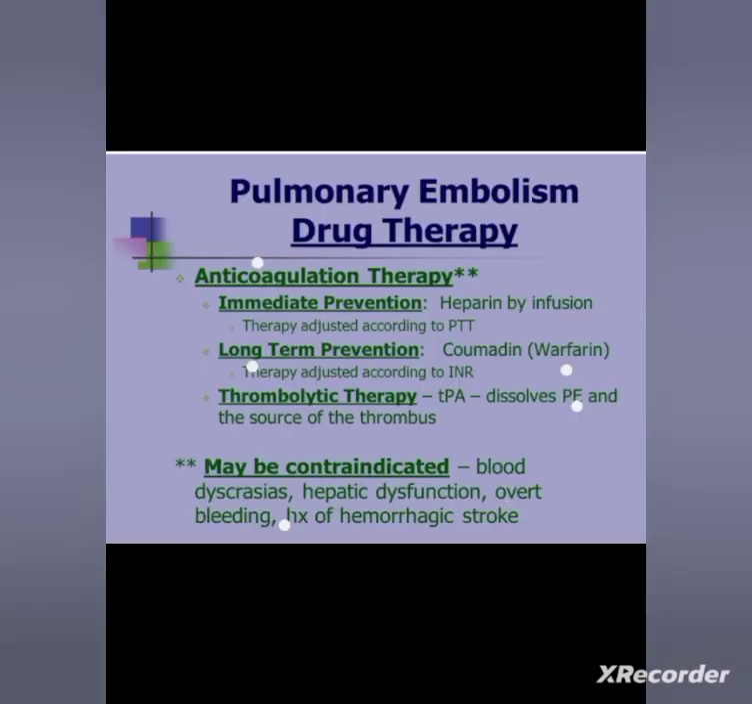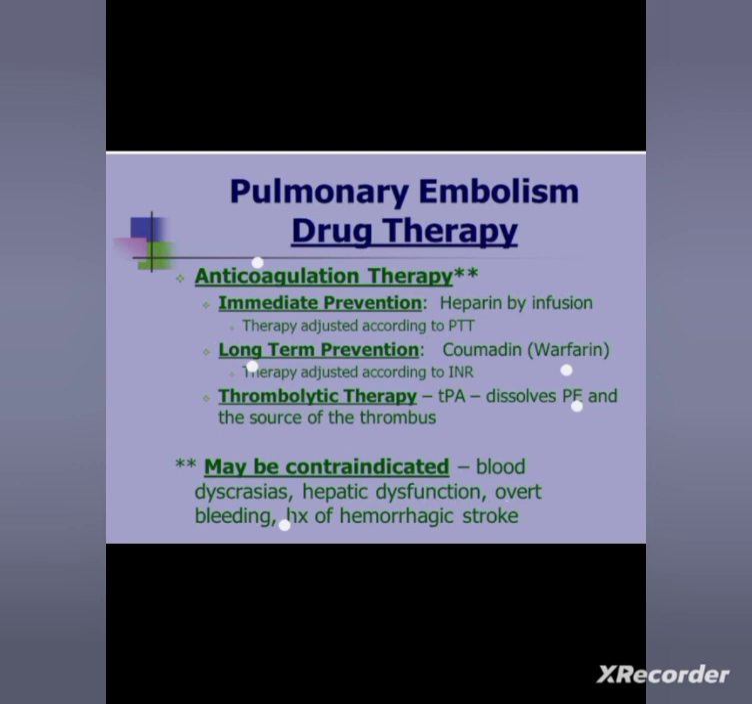Next one, drug therapy of pulmonary embolism. The main drug therapy is anticoagulant therapy, started with heparin. Immediate management or immediate prevention is IV heparin, and the therapy will be adjusted with the partial thromboplastin time. So when we are starting, we have to assess the coagulation profile. Then for long term prevention, we give warfarin, that is an oral anticoagulant. Heparin can be given IV or subcutaneously, and warfarin is an oral anticoagulant.